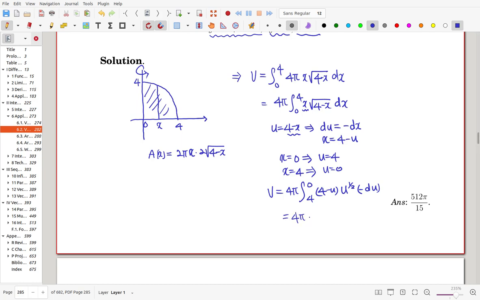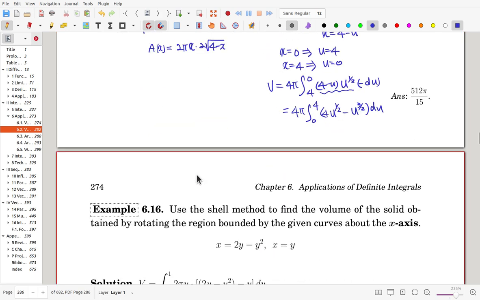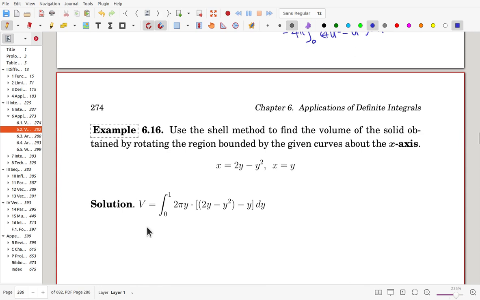Now the minus sign lets us swap the lower and upper bounds, so it is 4 pi times the integral from 0 to 4, and we can rewrite this in this way: 4 times u to the half power minus u to the 3 over 2, du. From now on it's not too difficult to do the evaluation, so you can do it yourself and get the answer. Okay, let's go to the next one.